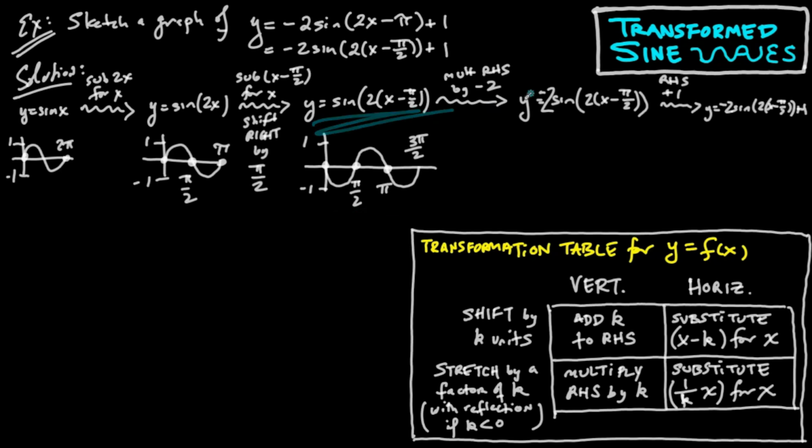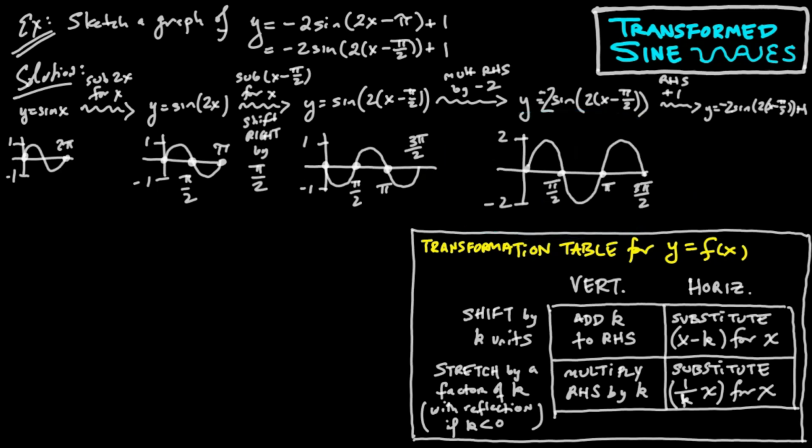Okay, from here, what do we do? We multiply the right-hand side by minus 2. What does that do? We are doing a vertical stretch by a factor of 2, and because of the negative, we are reflecting vertically. We're flipping over the horizontal axis. So the result will be, because of the stretch by 2, I'm not going between minus 1 and 1. We'll be going between minus 2 and 2. And everything is going to get flipped over. So it'll look like this.